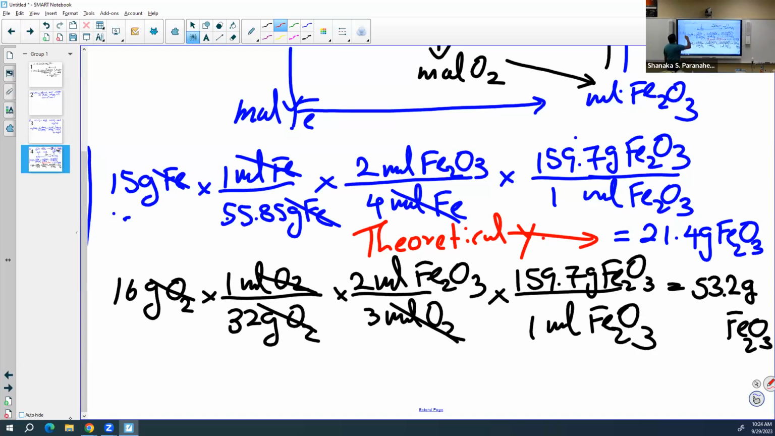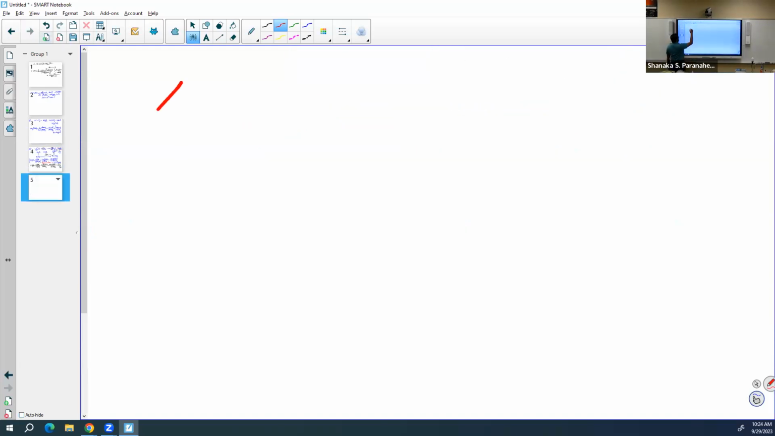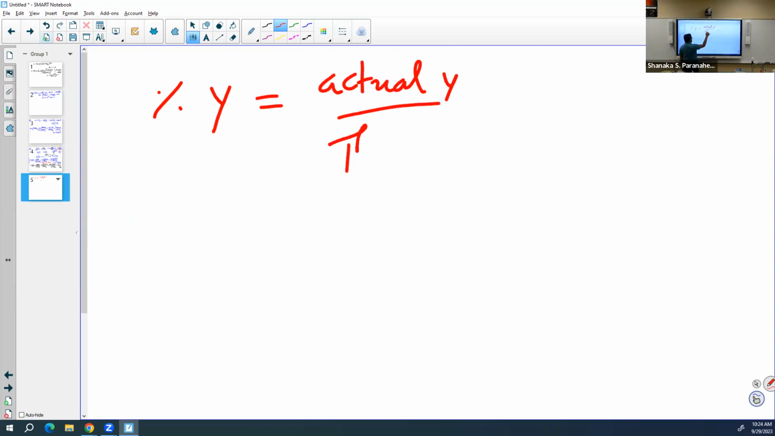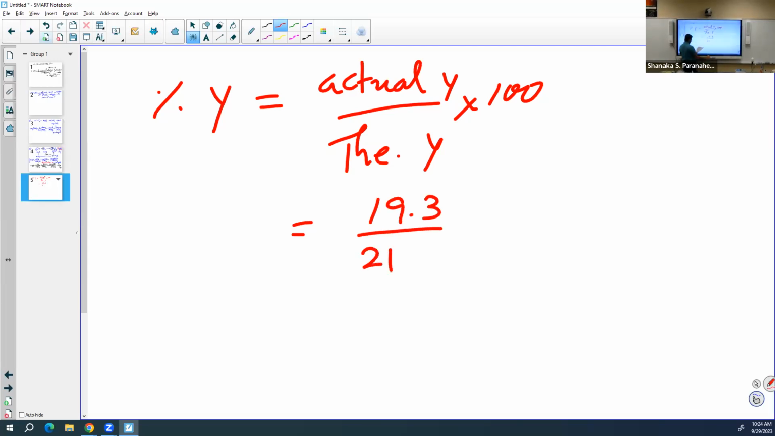The percent yield of the reaction is actual yield divided by theoretical yield times 100. Actual yield will be given in the question. Theoretical yield is 21.4 grams, times 100. This is going to be the percent yield of the reaction, and this is 90%.